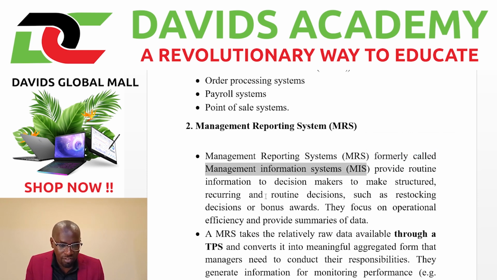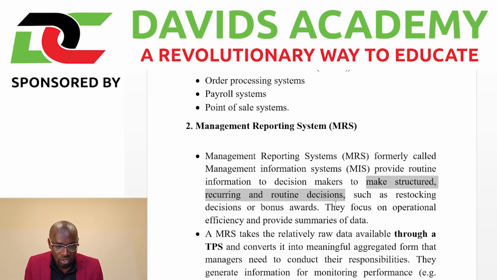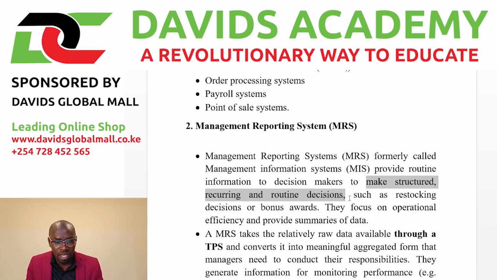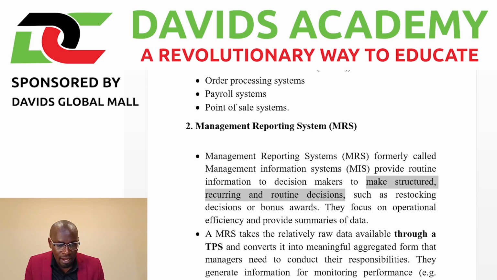They provide routine information to decision makers to make structured, recurring, and routine decisions. Now, I want you to check this. We are saying they make structured, recurring, and routine decisions, such as restocking decisions or bonus offers. Like in big retail shops, you'll find we need a system that is going to inform the management when they need to restock. They need to maybe offer bonus offers to their clients. And that is where the management reporting system is very key.